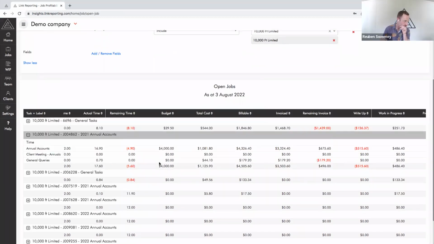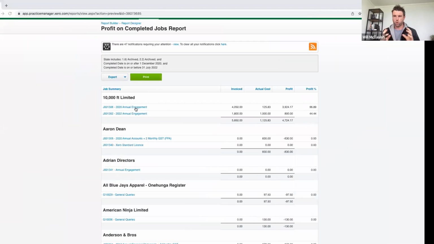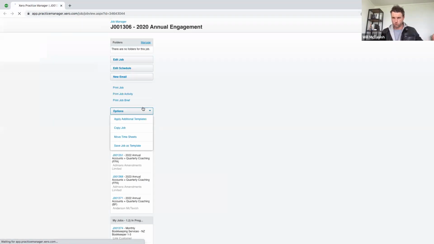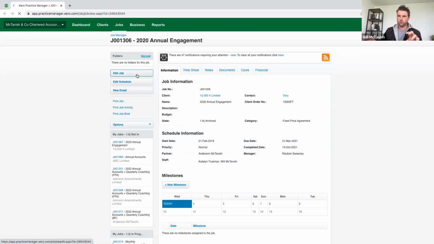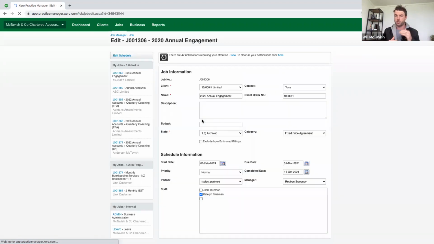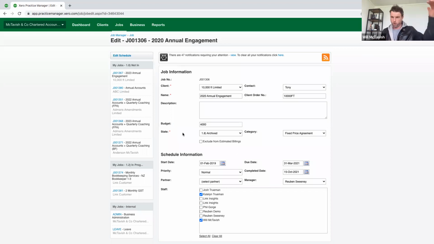So how that's arrived at is, there's 2 options. You can quote the job. So in XPM, you can raise a quote, accept the quote, and then what link reporting will do is look at the quote and the quoted values on each of those tasks and disbursements. Now that's really good for engineers, architects, and everyone that uses quotes. But for accounting practices, it's pretty much near impossible to go through and quote 1,000 or 2,000 jobs every year.